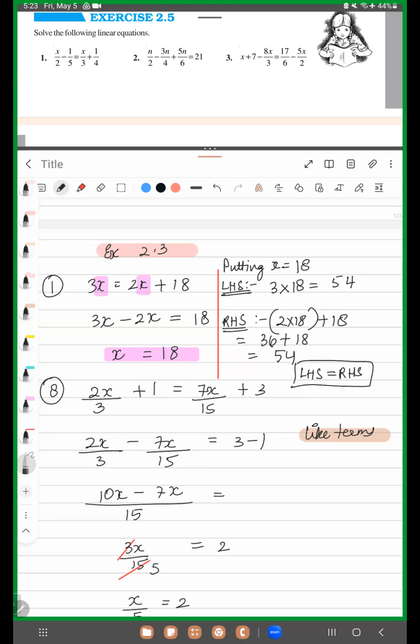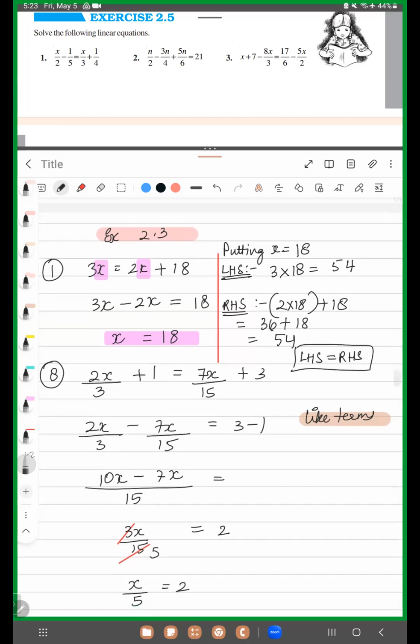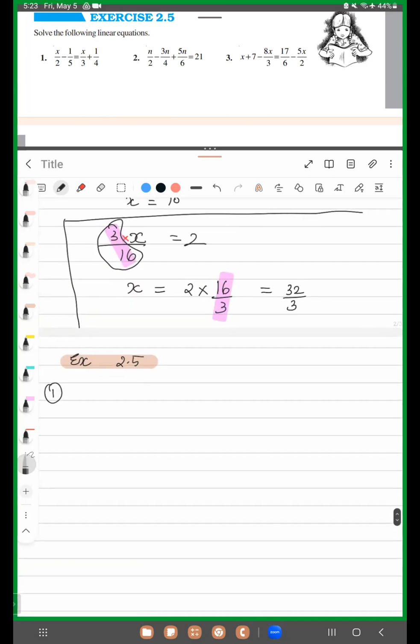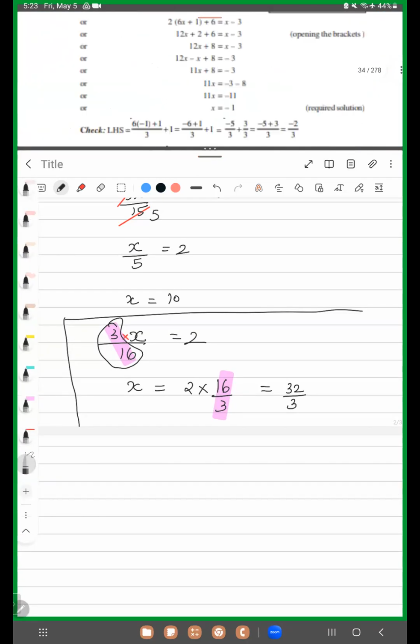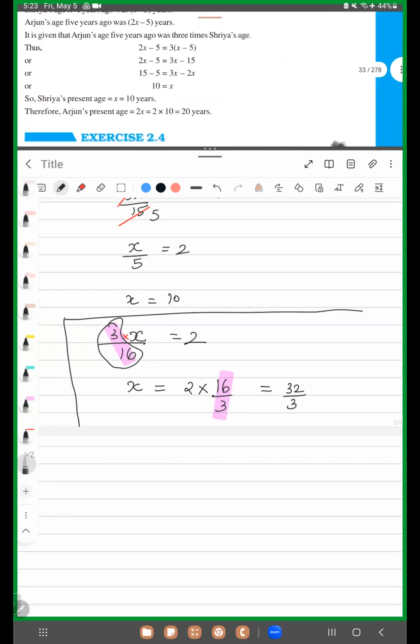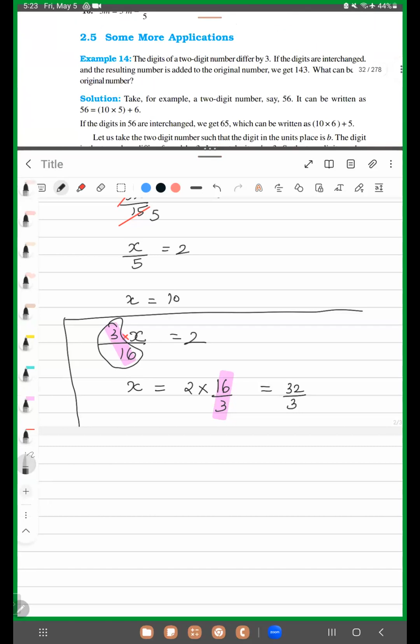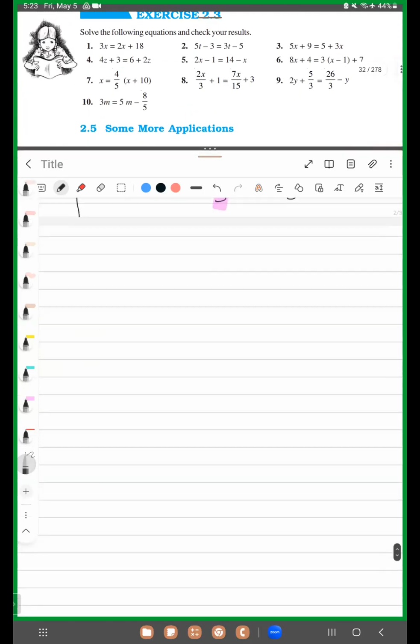Can we also do the 7th question? Sure. Seventh question. This one: x equals 4 by 5 multiplied by x plus 10. Okay. Now the first thing you need to do is open the bracket.